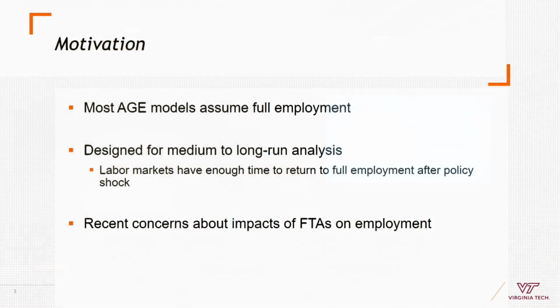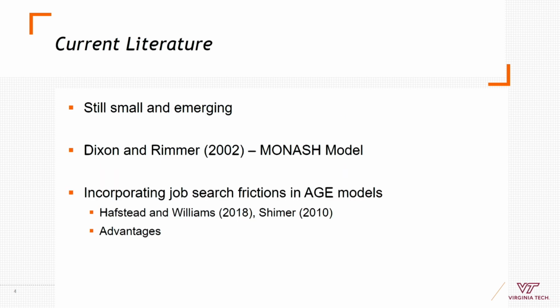Okay. So again, you all know, AGE models assume full employment, right? It's because originally the idea was that the length of run is medium to long term, so you have a policy shock and the length of run is long enough that you come back to full employment, right? So obviously now, with things like the Great Recession, FTAs, there are some questions. Do we get back to the original level of full employment? And how long does it really take? Does it take longer than a medium run consideration?